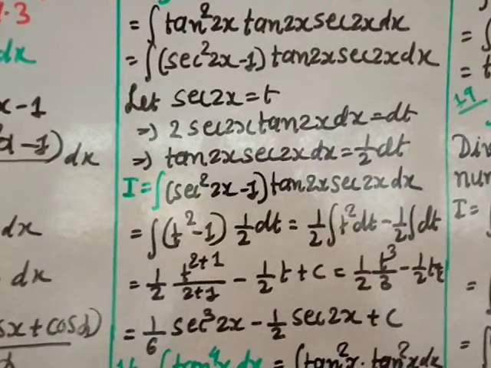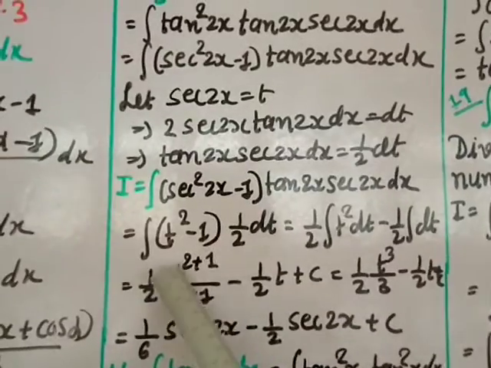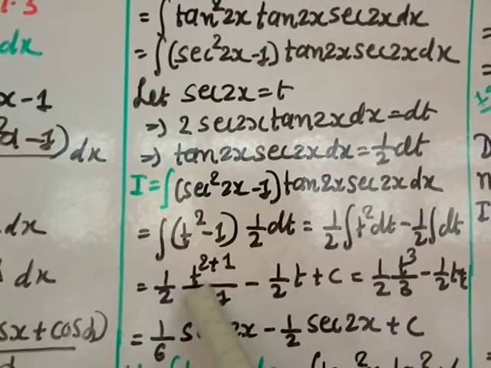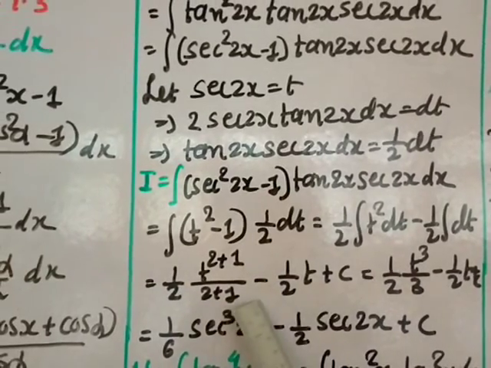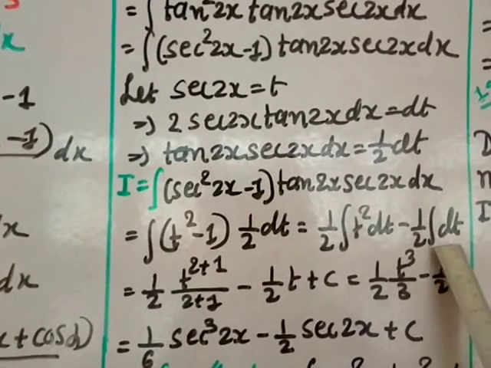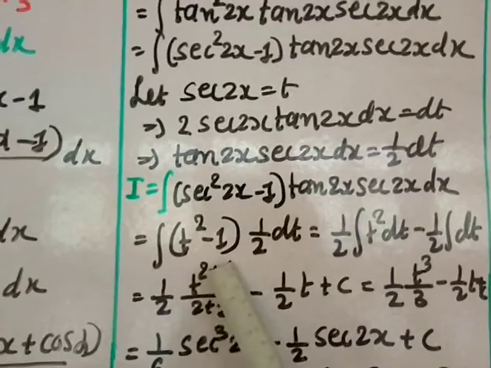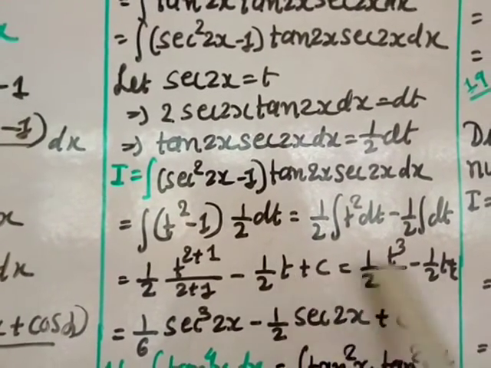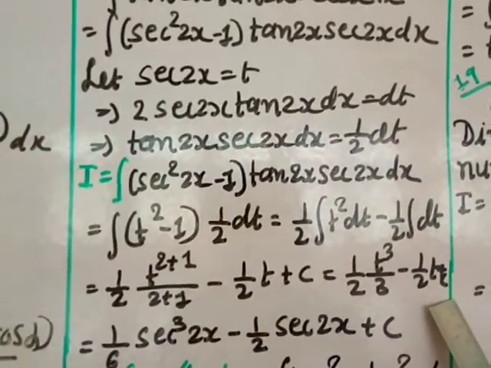Integral of t square, use the x power n formula, that is x power n plus 1 divided by n plus 1. So here, t power 2 plus 1 divided by 2 plus 1, minus 1 by 2 integral of dt is t plus c. So here comes t cube by 3. So t cube by 3, 1 by 2, 1 by 2, and this is as it is because this is already done. This is plus c.